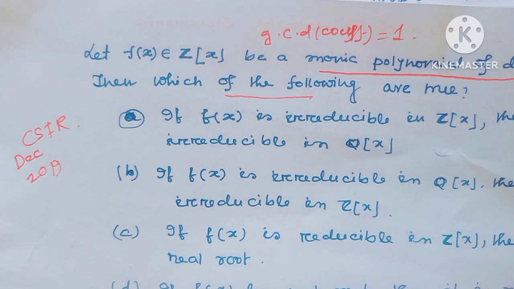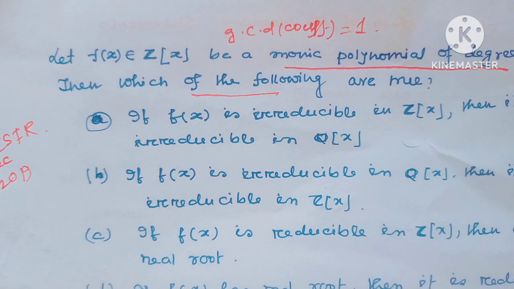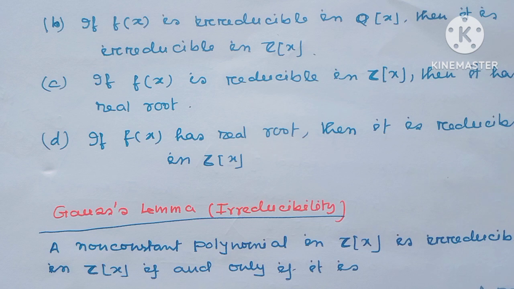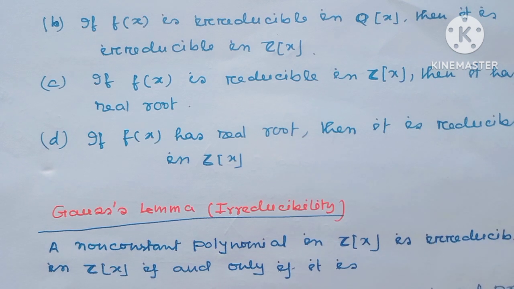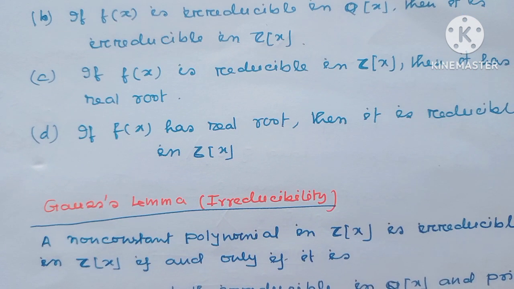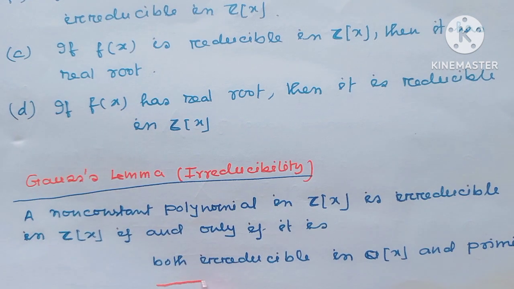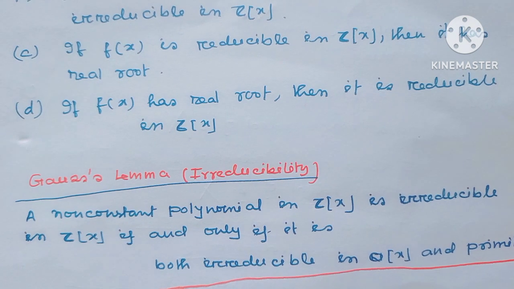A few minutes ago I got one result: when f(x) is irreducible in Z[x], it implies irreducible in Q[x]. Option B: f(x) is irreducible in Q[x], then it is irreducible in Z[x]. There exists a lemma, Gauss's lemma, about irreducibility: a non-constant polynomial in Z[x] is irreducible in Z[x] if and only if it is both irreducible in Q[x] and primitive in Z[x].